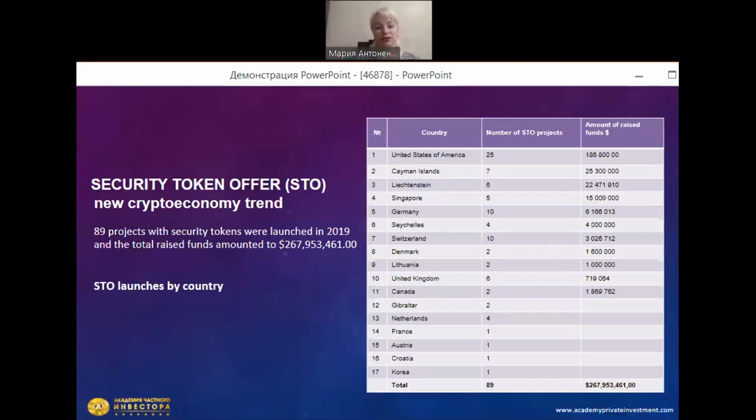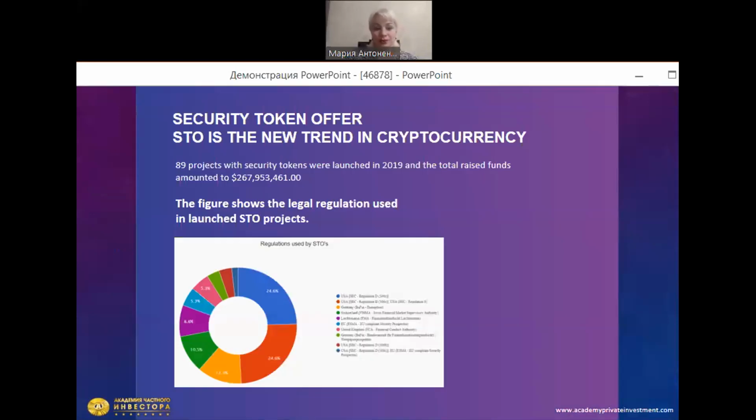Security token offering. In 2019, there were 89 projects, $267 million raised. As I said, this is a new phenomenon in the world of crypto economy. By countries, if we take a look, 84% of STOs were held in the United States. The orange sector is 12% Germany. The green sector is 10% Switzerland.